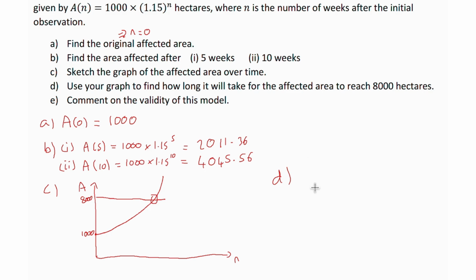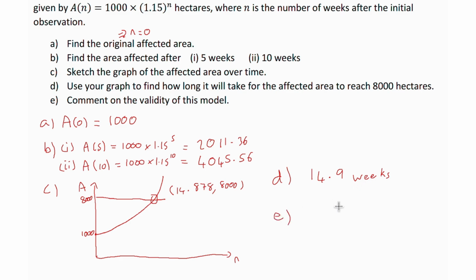When we plot that in and we change our axes to look something like this, we get the coordinates of this point here being 14.878, 8,000, which means it's going to take 14.878 weeks, or 14.9 weeks, or 15 weeks to the nearest whole week.